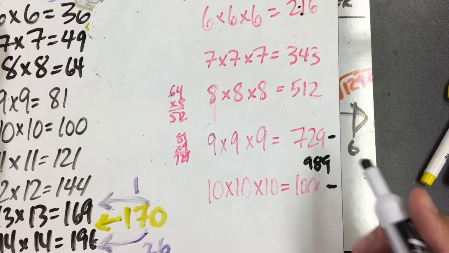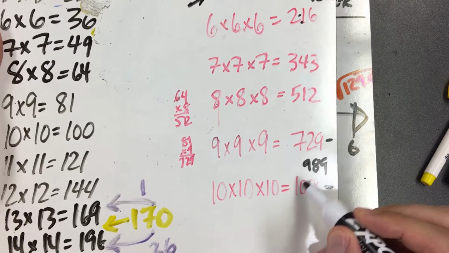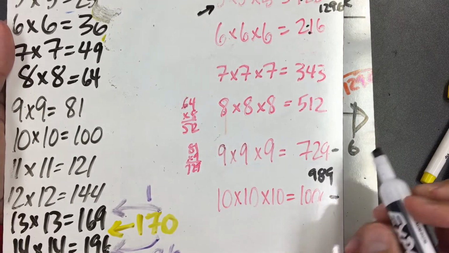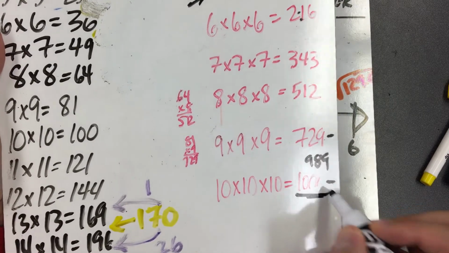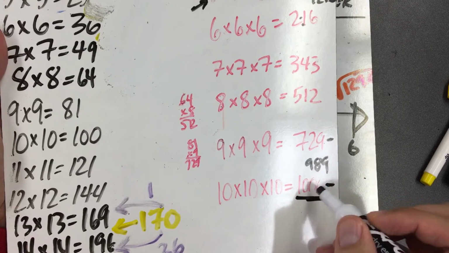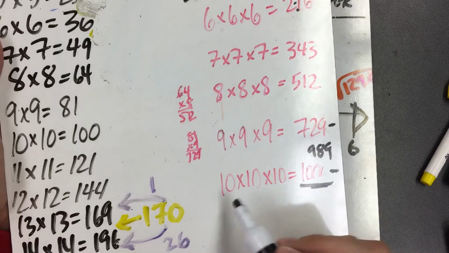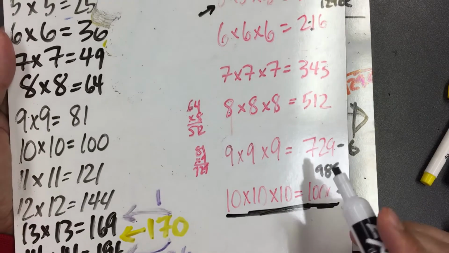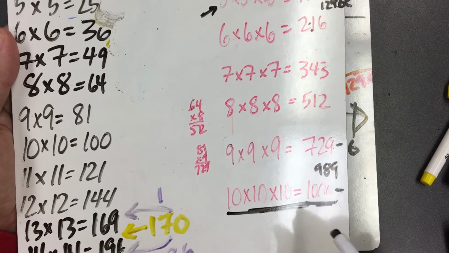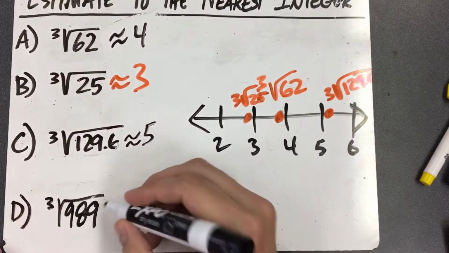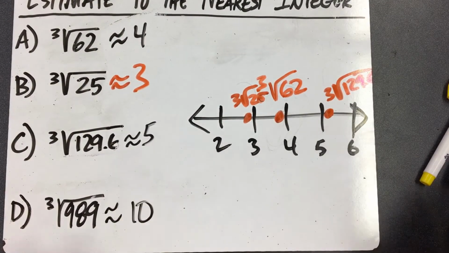But which one is it closer to? Is 989 closer to this, or is it closer to that? And it's pretty obvious it's closer to this one, isn't it? It's only like 11 numbers away from this. And up there, it's like 270 numbers away. So this is definitely closer to 10 times 10. It's a little bit smaller than 10 times 10, but it is definitely closer to 10 times 10. So this one is closest to 10.